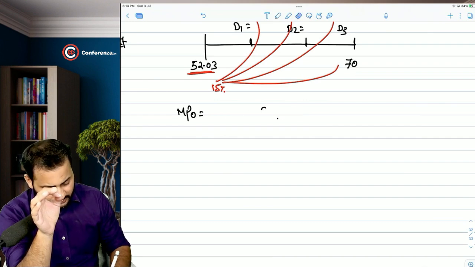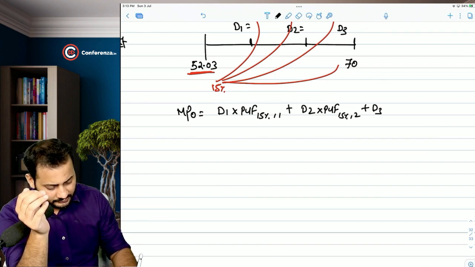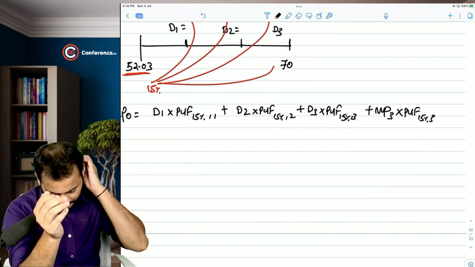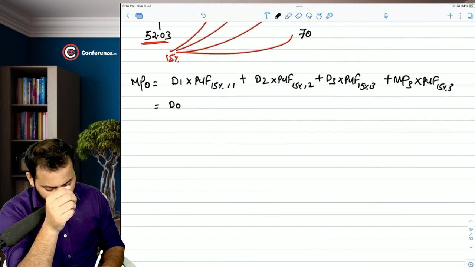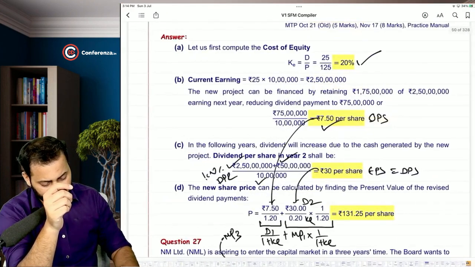Sorry, not D0. I will just go step by step. D1 into present value factor, 15% first year. D2 into present value factor, 15% second year. D3 into present value factor, 15% third year, plus MP3 into present value factor, 15% 3 years. Now I can just convert D1, D2, D3 into D0. D0 into 1.15 will be D1, into present value factor for the first year.